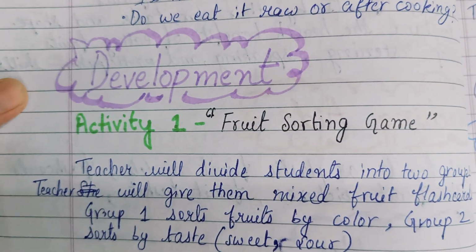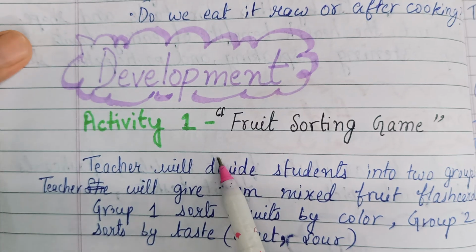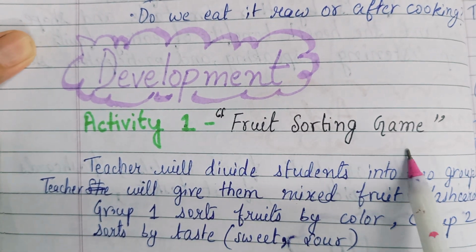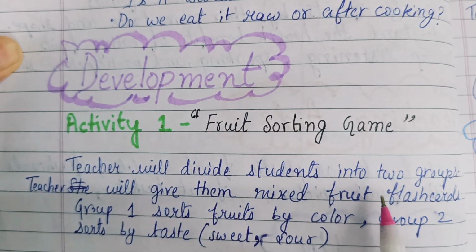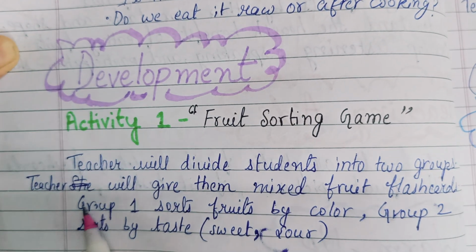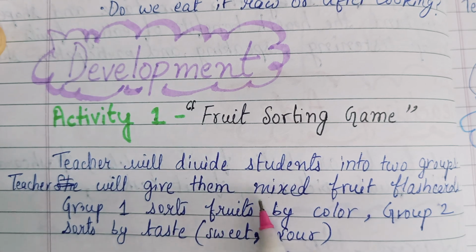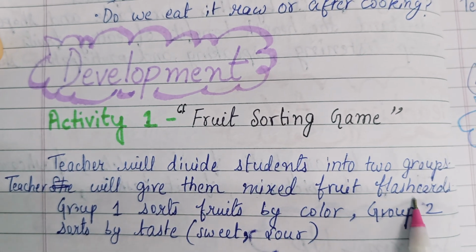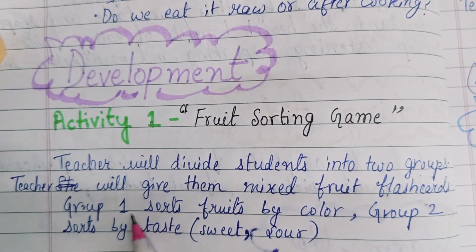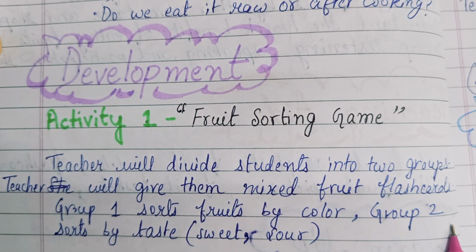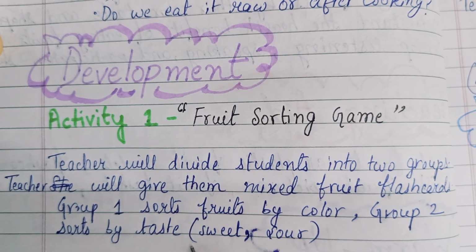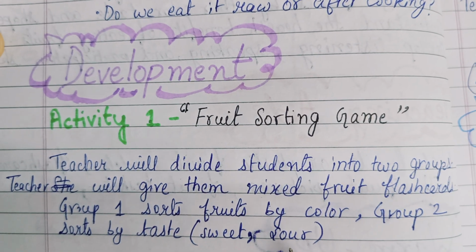Next, development. So first activity is fruit sorting game in which teacher will divide students into two groups. Teacher will give them mixed fruit flashcards. Group 1 sorts fruits by color. Group 2 sorts by taste, sweet or sour.